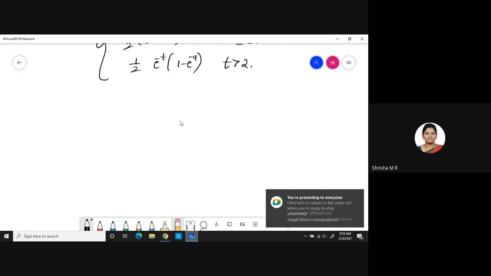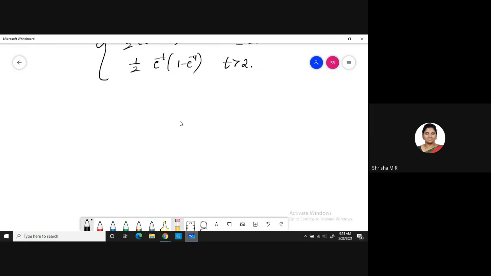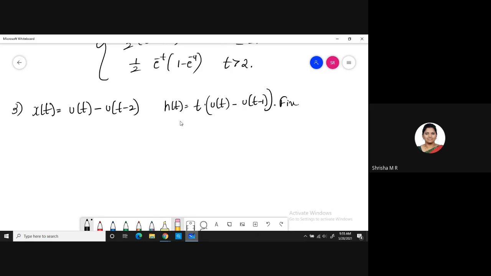Last class we had seen the convolution integral. Today also we shall try to solve a problem where both are finite series. So x of t is given to be u of t minus u of t minus 2. Are you able to view the screen? Yes, ma'am. Okay. So h of t is given to be t into u of t minus u of t minus 1. This is the given question. You have to find the convolution integral for this.